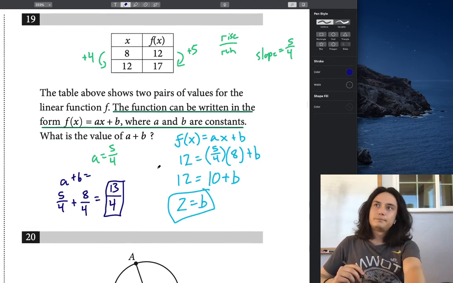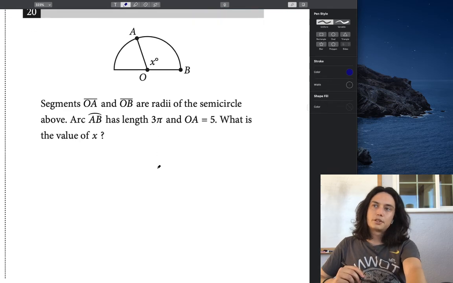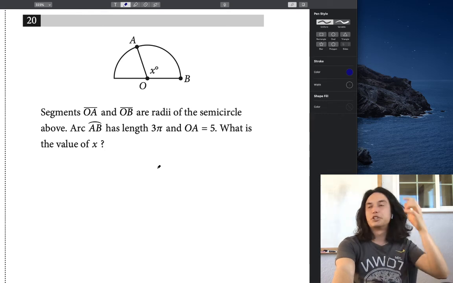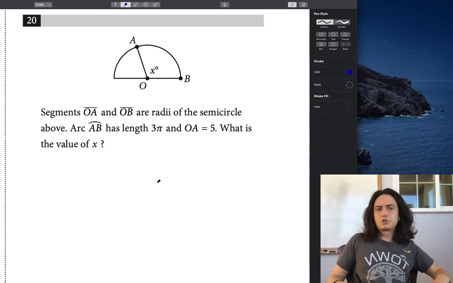Good. Okay. Question 20. Home stretch. Oh, God. And then am I really going to go back to that stupid question that I missed? I'm going to do it. Okay. Question 20.